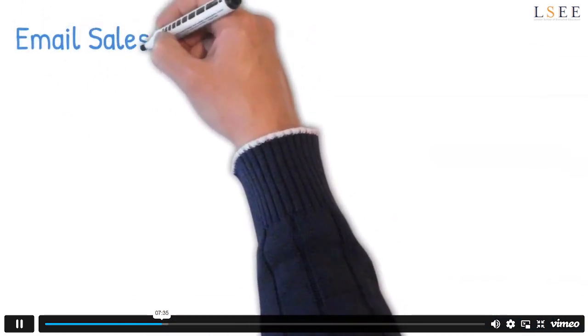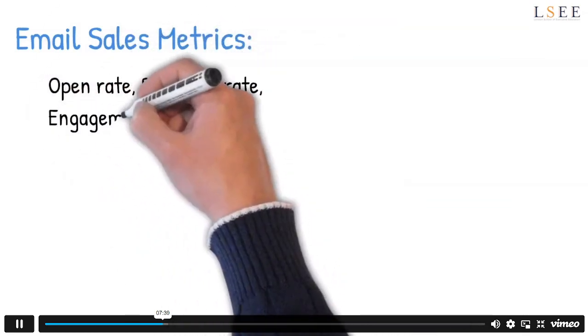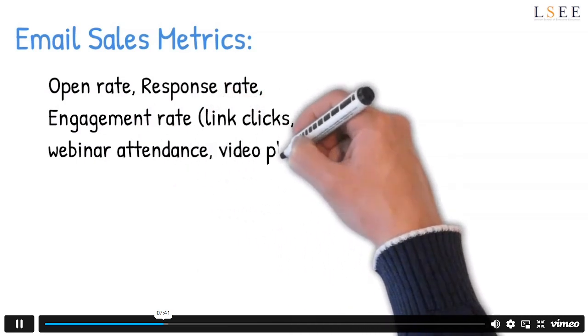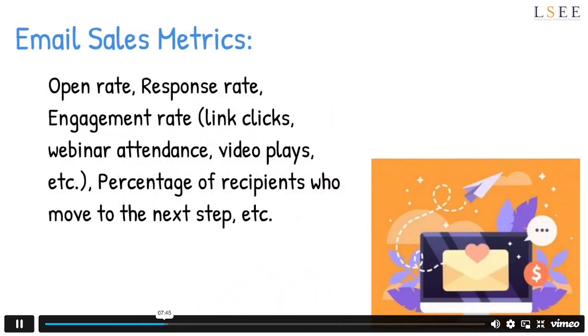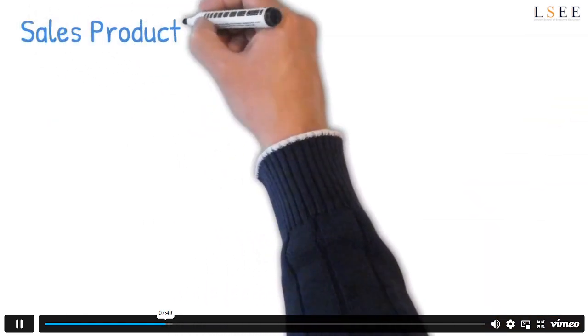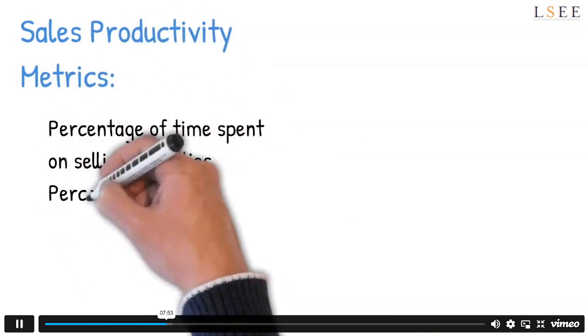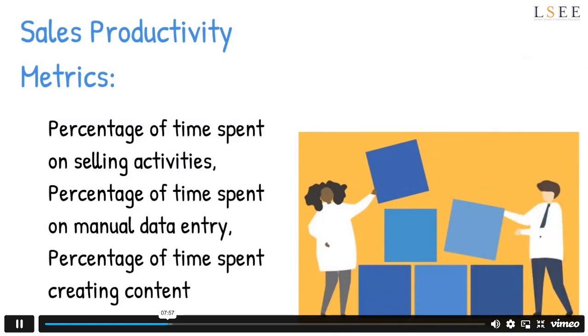Email sales metrics. Open rate, response rate, engagement rate, link clicks, webinar attendance, video plays, etc., percentage of recipients who move to the next step, etc. Sales productivity metrics. Percentage of time spent on selling activities, percentage of time spent on manual data entry, percentage of time spent creating content.